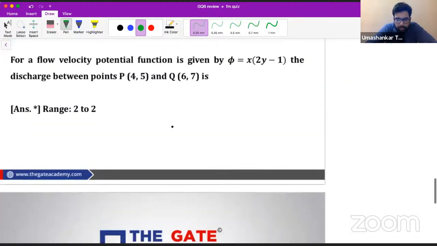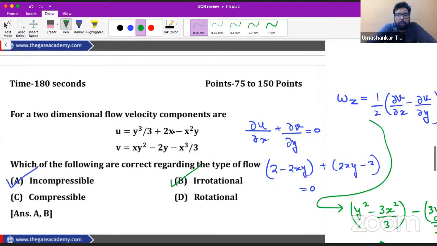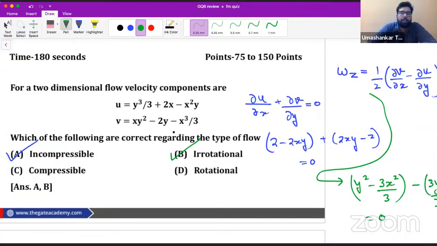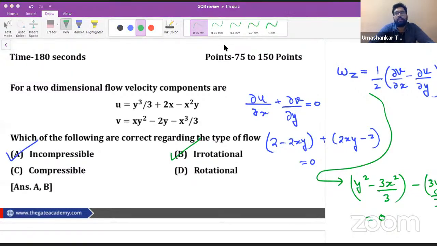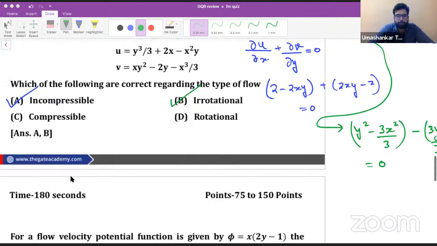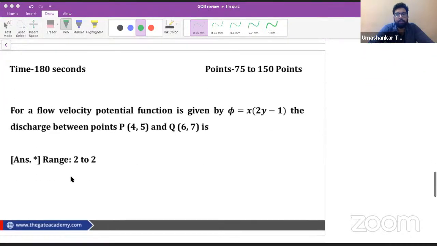Now can you tell me what went wrong with that? To those who are unable to answer this one, what went wrong with this question that we were unable to solve it? We just had to check the continuity equation and this omega z equation. Please tell me what went wrong in this question. Please share with me.